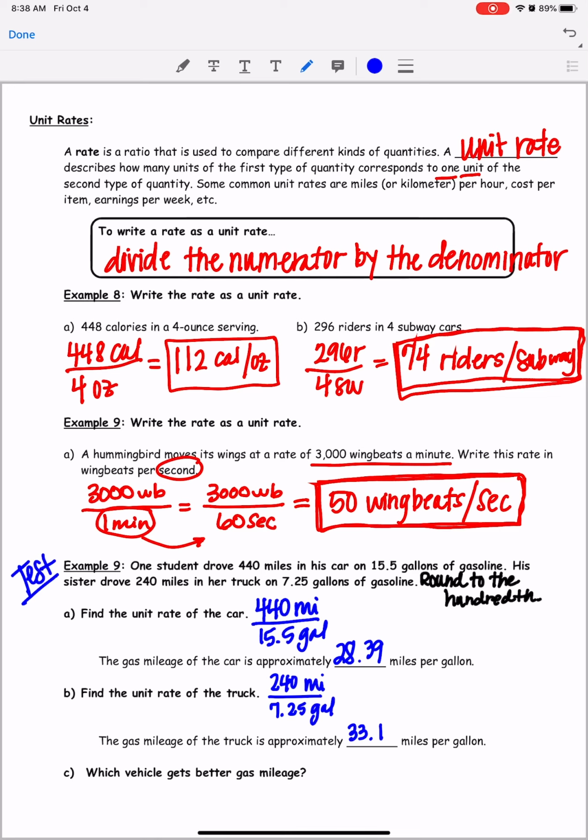Okay. So which vehicle here gets better gas per mileage? Would you rather get this many miles per 1 gallon or this many miles per 1 gallon? Weirdly enough, I want that truck. Now, that's probably never going to happen in real life, but I want that truck.